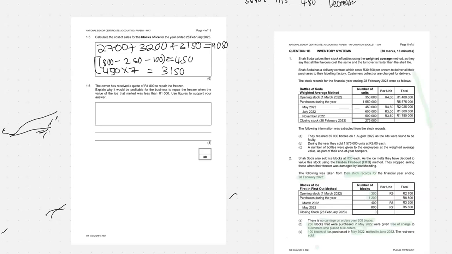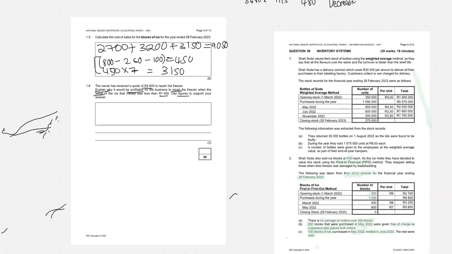Okay, all good. Then the last question says the owner received a quote of 4,800 to repair the freezer. Explain why it would be profitable for the business to repair the freezer when the value of the ice that melted was less than 1,000. Use figures to support your answer. Okay, so they received a quote of 4,800 to repair the freezer.